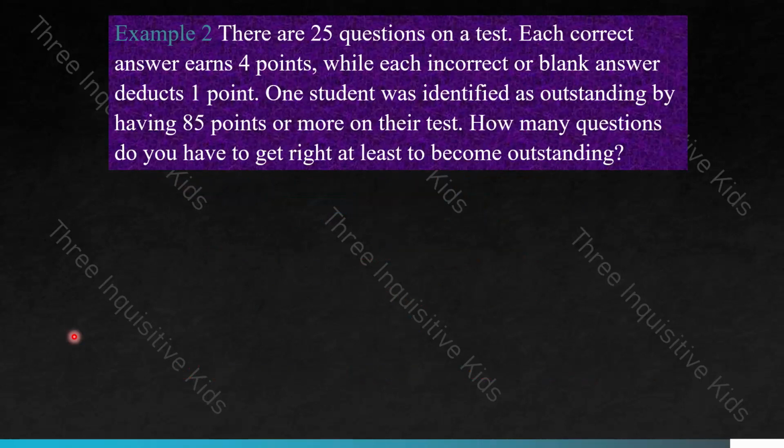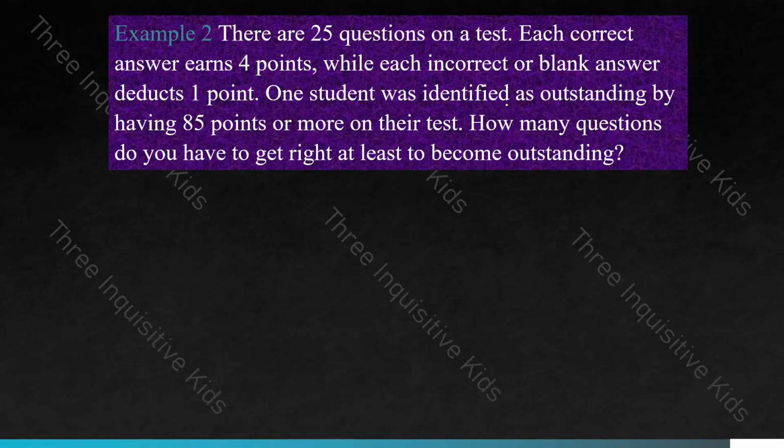Another question. There are 25 questions on a test. Each correct answer earns 4 points, while each incorrect or blank answer deducts 1 point. One student was identified as outstanding by having 85 points or more on their test. How many questions do you have to get right at least to become outstanding?